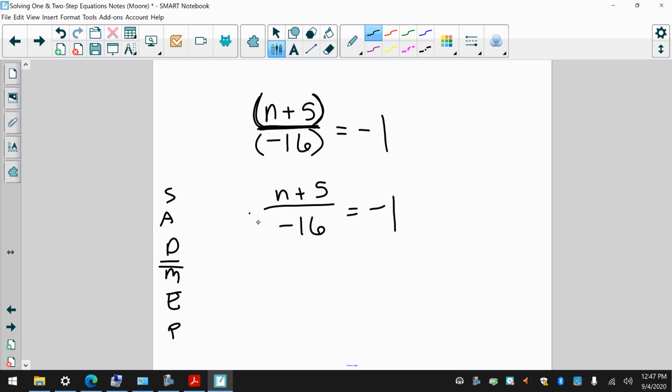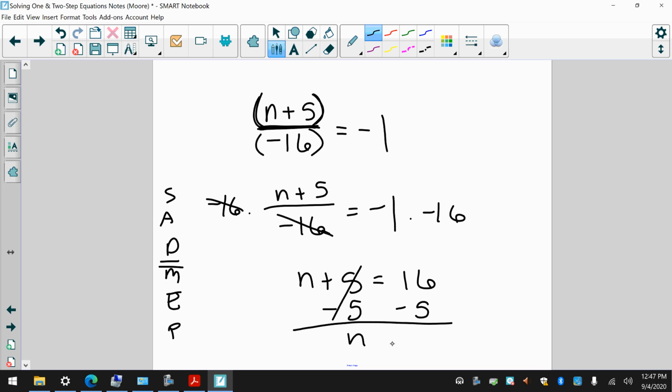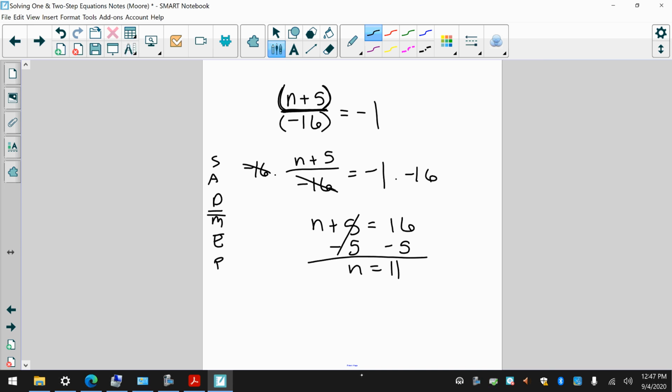So I'm going to multiply both sides by negative 16. Negative 16 divided by negative 16 is 1. So I have n plus 5. Negative 1 times negative 16 is positive 16. And now I have addition, opposite of addition, subtraction. So I have n equals 11.